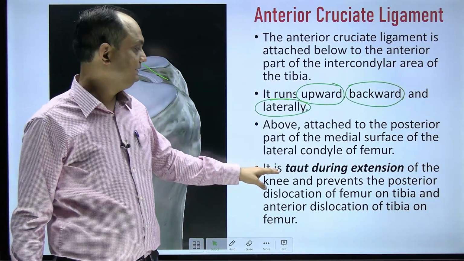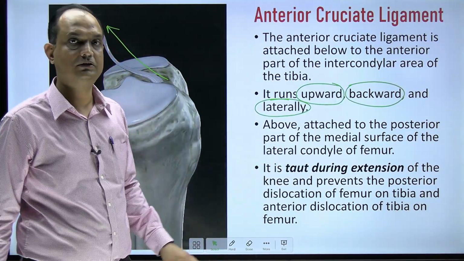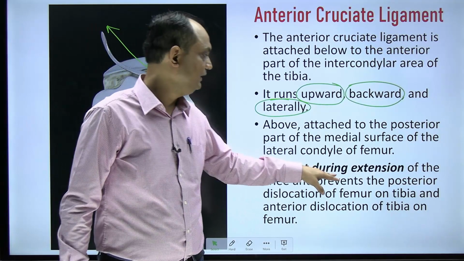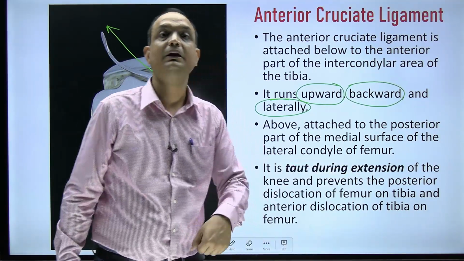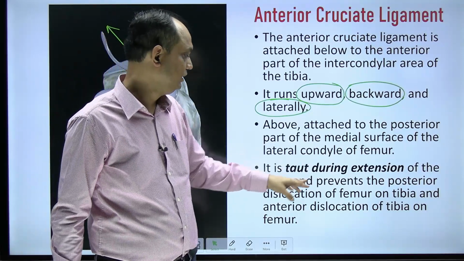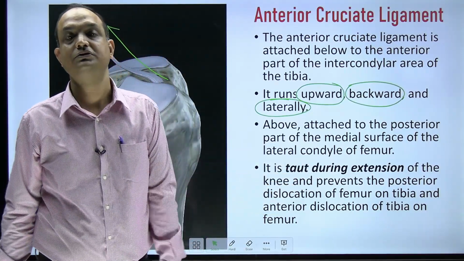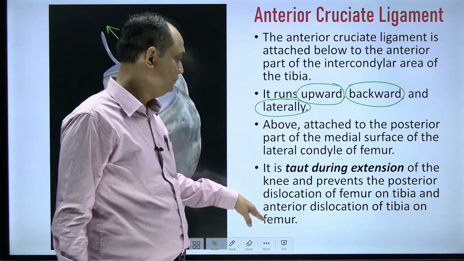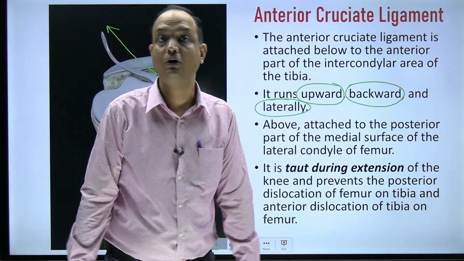Now, when you see the function of the knee joint, you will find that when there is a complete extension, this ACL, or anterior cruciate ligament, will become taut at the time of the extension of the knee joint, and it prevents the posterior dislocation of the femur on the tibia.